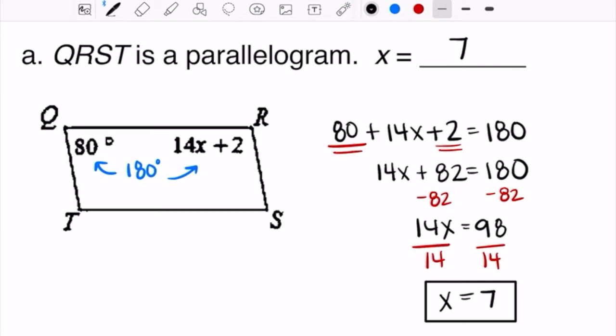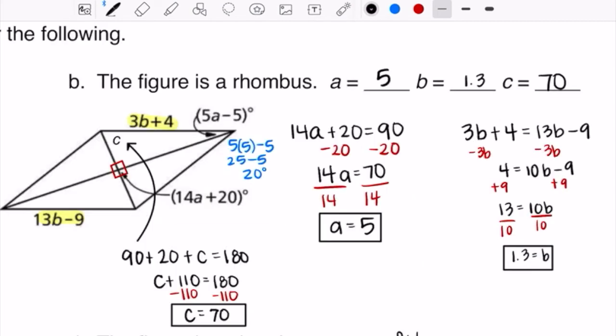Combine like terms, so 80 and 2 gives me 82, and then minus the 82 from both sides, finish by dividing by 14. And so for this one, I get x is equal to 7. X is the value that I'm solving for, so I don't have to go back in and plug that in for anything. For b, there's 3 values that we're trying to solve for, so this one's going to take a little bit of extra time.